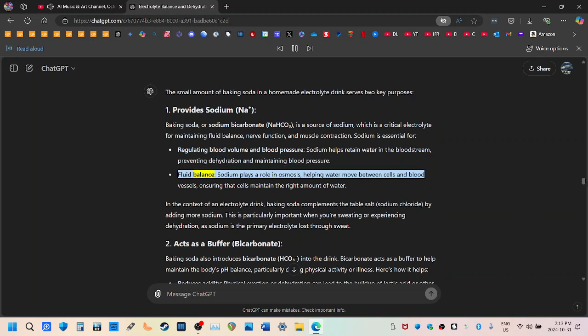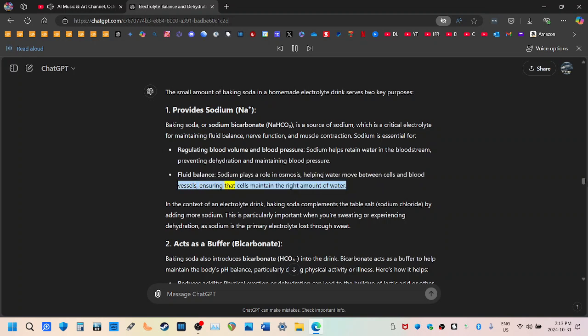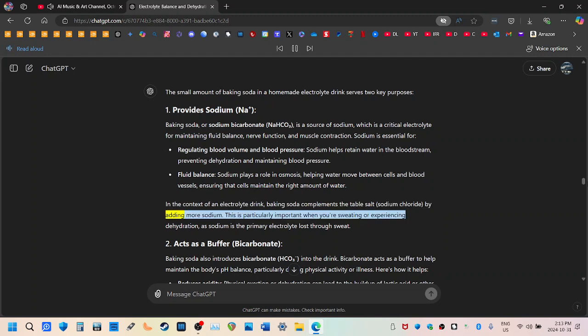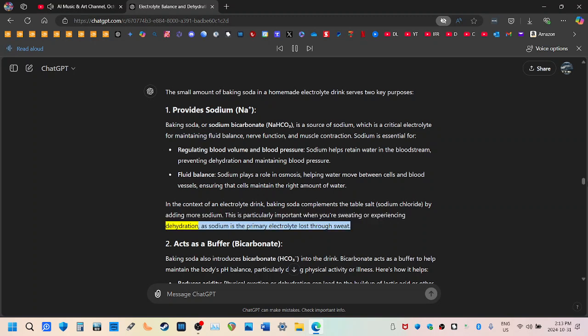Fluid balance. Sodium plays a role in osmosis, helping water move between cells and blood vessels, ensuring that cells maintain the right amount of water. In the context of an electrolyte drink, baking soda complements the table salt, sodium chloride, by adding more sodium. This is particularly important when you're sweating or experiencing dehydration, as sodium is the primary electrolyte lost through sweat.